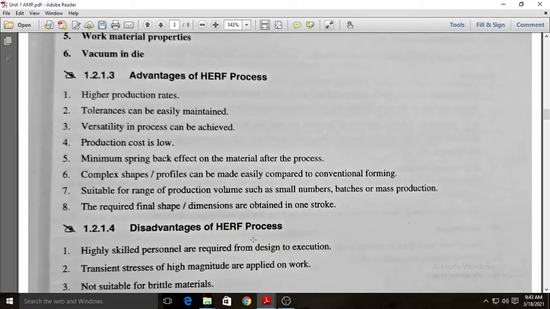Then what are the advantages? It has a high production rate, its tolerance can be easily maintained, versatility in the process, production cost is low, and minimum spring back effect on the material after the process. Complex shapes and profiles which cannot be easily made with the conventional process can be made by using the high energy rate forming process.